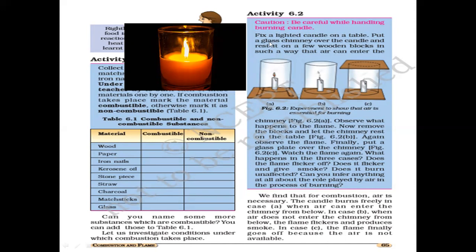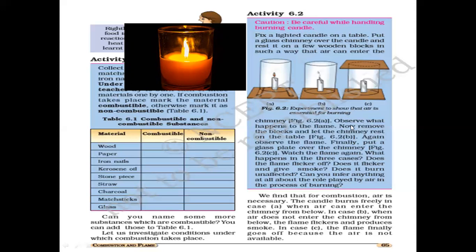For that, what you need to do is fix a lighted candle on a table. Put a glass chimney over the candle and rest it on a few wooden blocks in such a way that air can enter the chimney. So this way. एक wood का प्लाईवुड का छोटा सा पीस अगर हमारे पास हो तो उसके ऊपर रखना चाहिए और थोड़ी सी जगह छोड़नी चाहिए ताकि हवा उसके अंदर जा सके, so that there is supply of oxygen taking place over here.